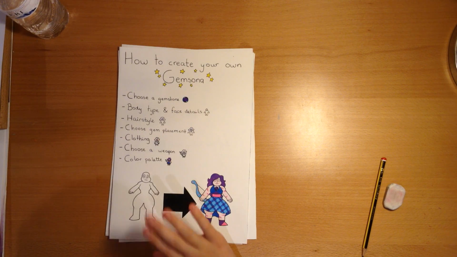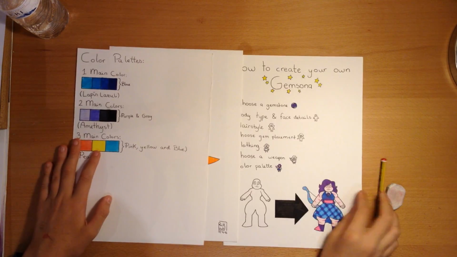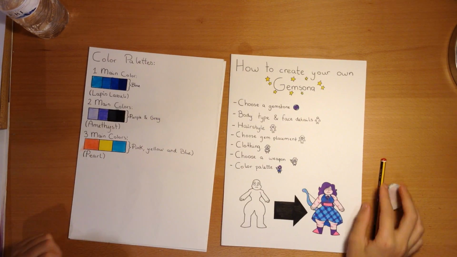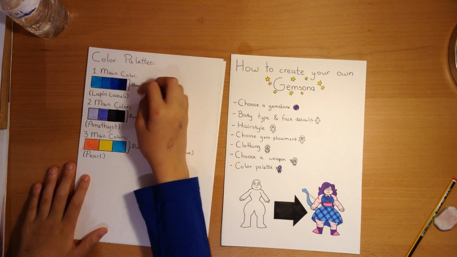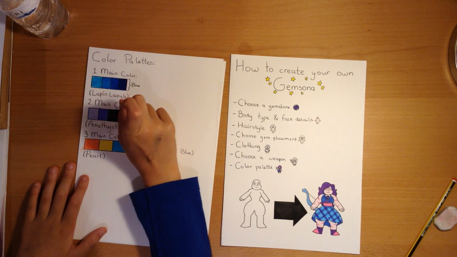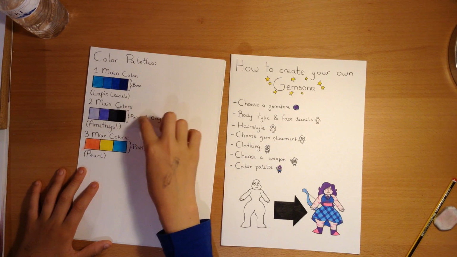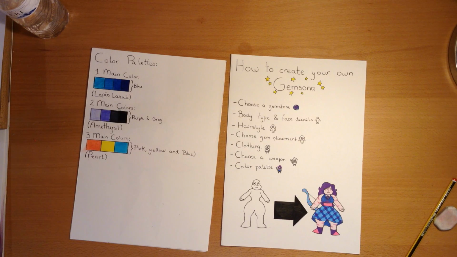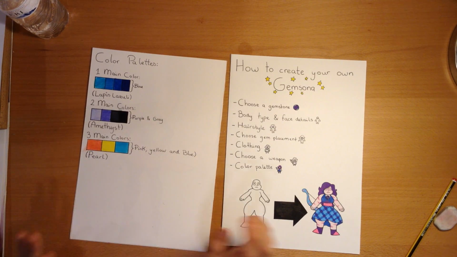So next, finally, color palette. Spoilers. So for this part, color palettes. There are 3 main color palettes that you can encounter in the show in gems. The 1 main color palette, in this example it's blue and it is taken from Lapis Lazuli. The 2 main color palette, which is in this case purple and green, taken from Amethyst. And the 3 main color palette, in this case pink, yellow and blue, taken from Pearl.